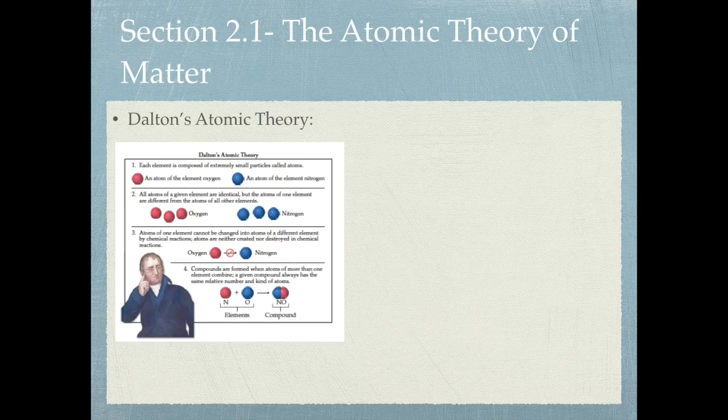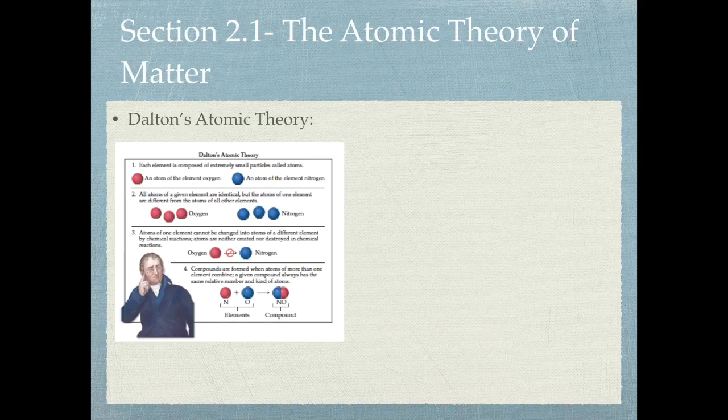The first one, and these are going to seem really obvious to you, but what you need to keep in mind is Dalton had no technology available to him in order to discover this. And so what he did instead was complete experiments in order to determine these 4 principles. The first one is that each element is composed of extremely small particles, and he called those particles atoms. So you have an atom of the element nitrogen, you have an atom of the element oxygen.